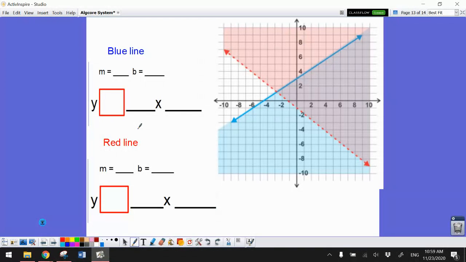Okay, so if I take a look at my blue, I see I have an intercept at positive 3, and I have another good point here. So if I count, I'm going up 2 and over 3, so my slope is 2/3. So I have 2/3 x plus 3. Now think about our signs here.